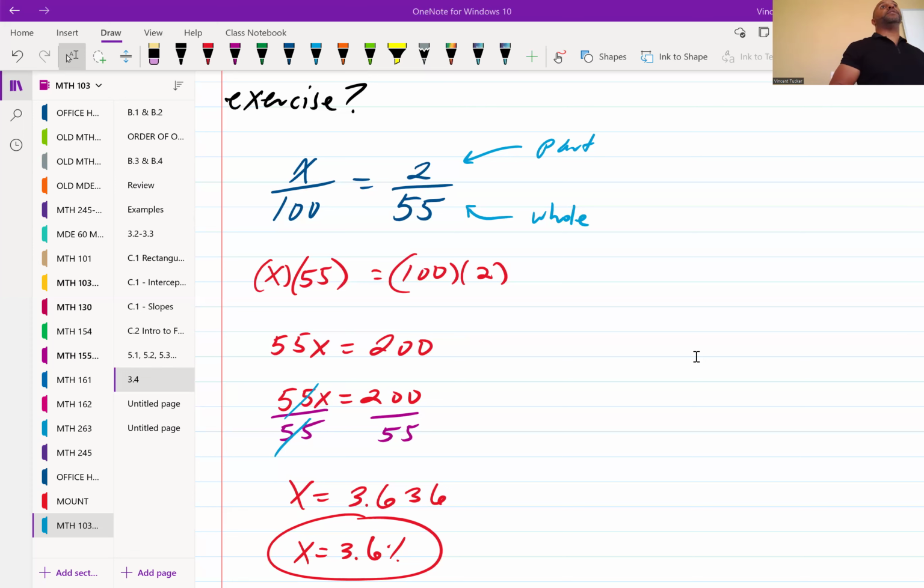Math lab said to the 10th place. That's the only reason. So if they say 100th place, you would be at 3.64, because you round 2 places. So it just depends on what math lab asks of you.